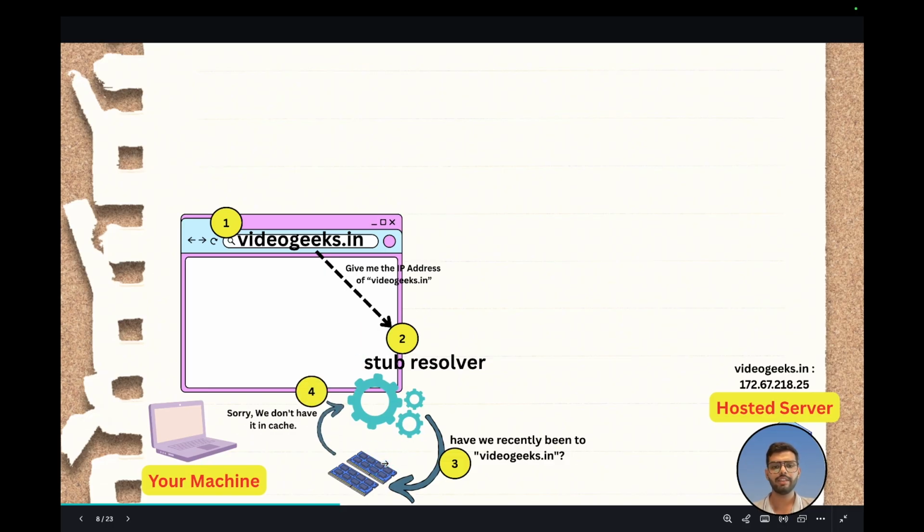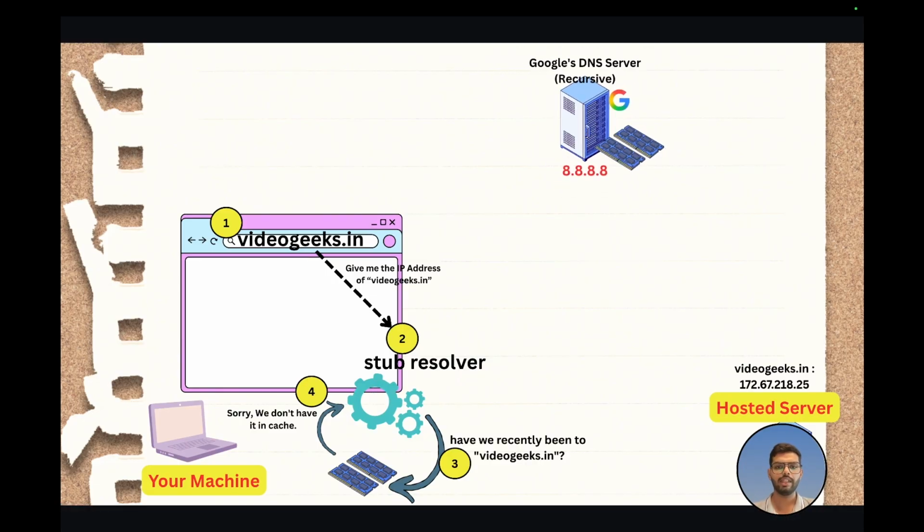Now worst case scenario, let's consider that you have not recently been to videogeeks.in. That's why you don't have the IP address in the stub resolver. So memory will reply that there is no record of an IP address for videogeeks.in in the cache, and in response your machine will try to contact the DNS server.